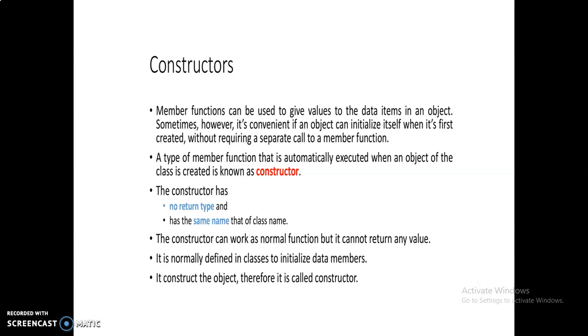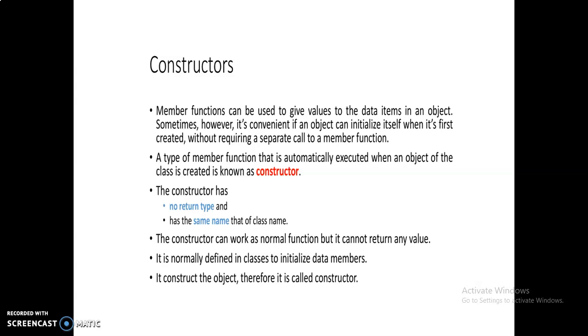So once again I give the definition of a constructor. Member functions can be used to give values to the data items in an object. In my previous classes I explained the basic concept of classes and objects. In the example programs you saw that member functions are used to give values to the data items in an object. Sometimes, however, it is convenient if an object can initialize itself when it is first created, without requiring a separate call to a member function.